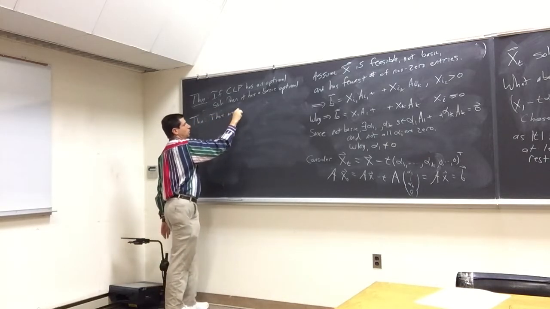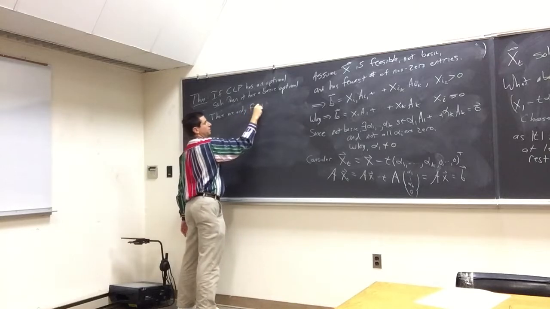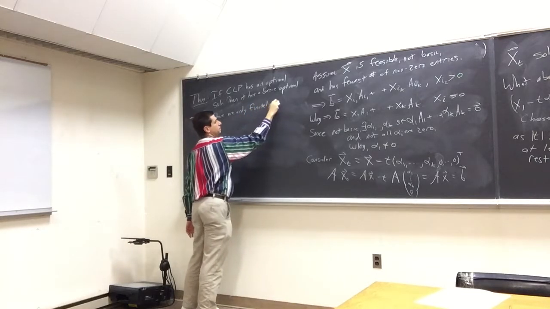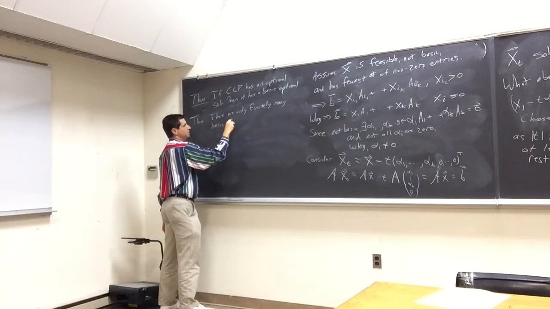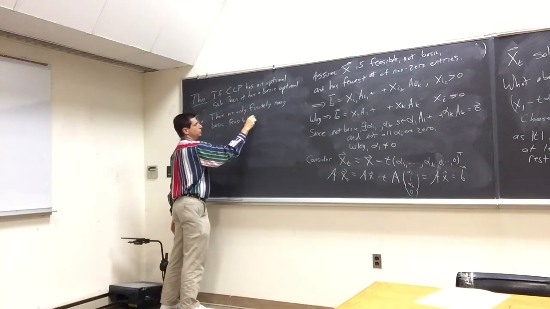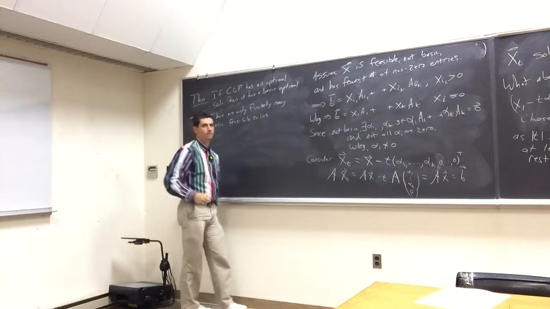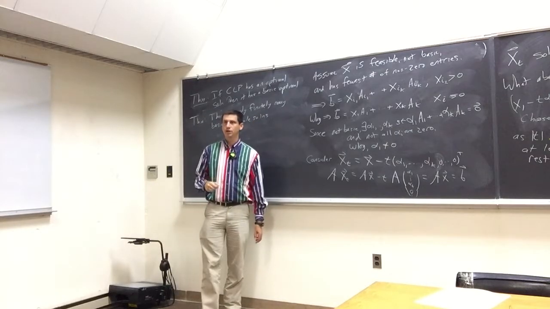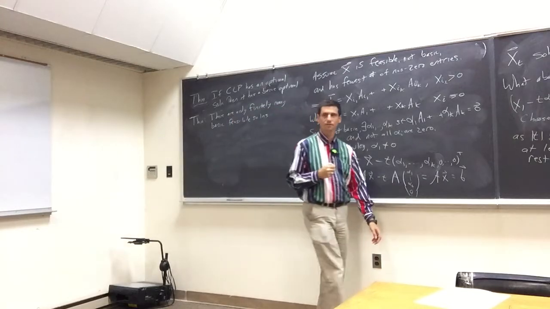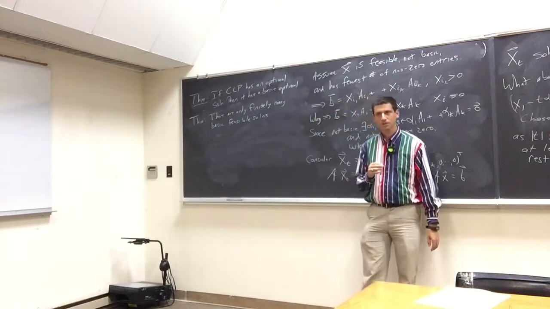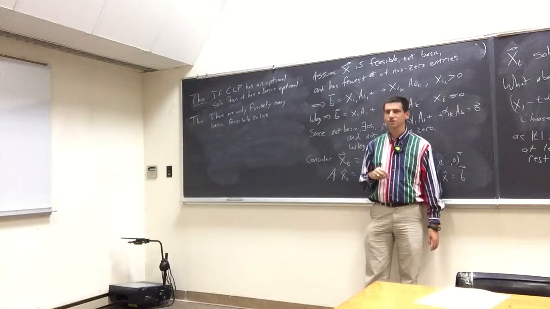There are only finitely many basic feasible solutions. Now, an optimal solution, is an optimal solution feasible? What do you think you can get immediately as a corollary?